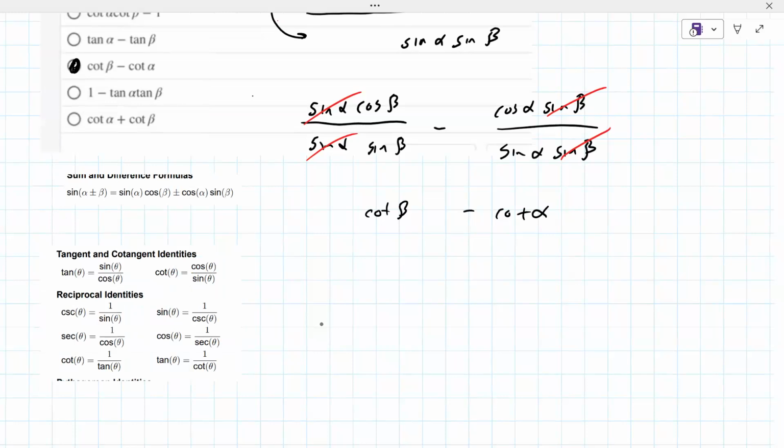All right, so cotangent. Whenever you're ready, if you want to go ahead and share your screen again, we'll do the second one.